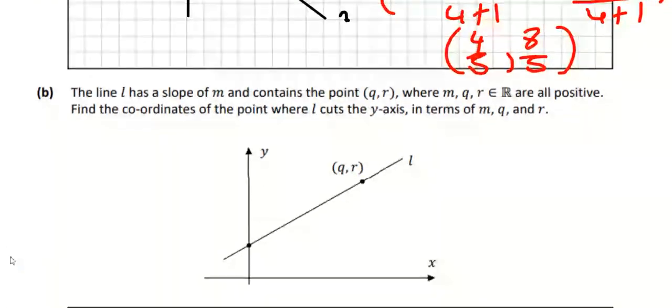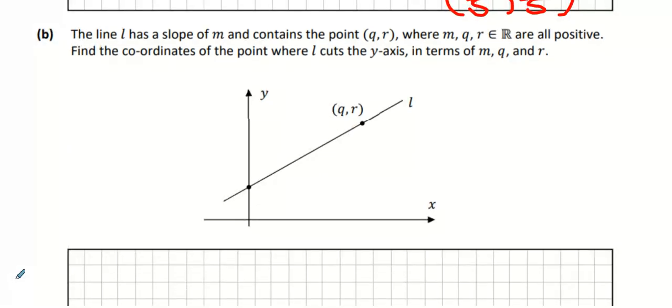The line L has a slope m and contains the point (q, r), where m, q, and r are elements of R. This means m, q, and r are just regular numbers. They could be decimals, they could be fractions, but they are all positive. Find the coordinates of the point where it cuts the x-axis in terms of m, q, and r.